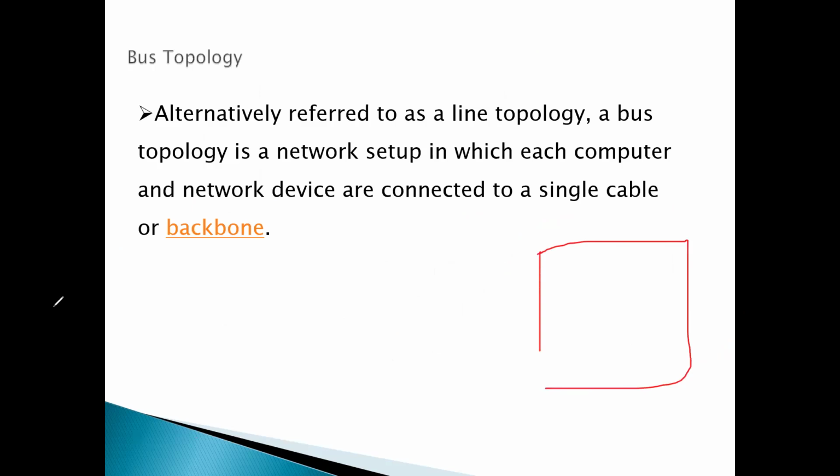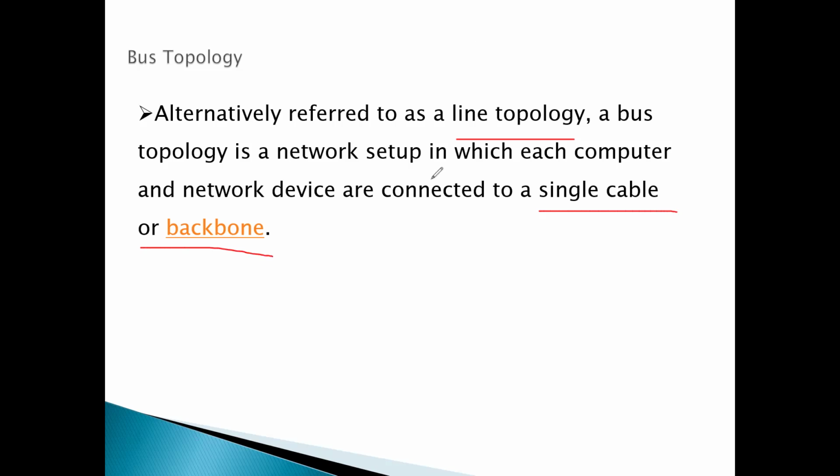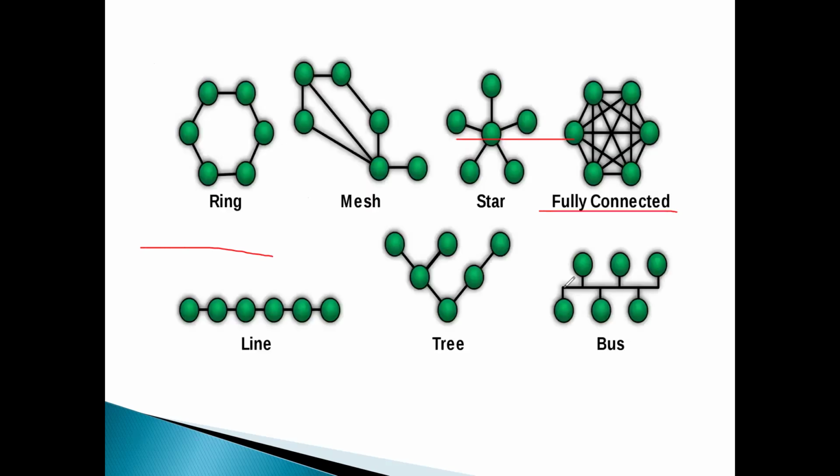In bus topology, basically, there is a single cable, alternatively referred to as a line topology. A bus topology is a network setup in which each computer and network device is connected to a single cable or backbone. See the previous slide. Here you can see there is only a single cable through which all computers are connected with each other. Got the point? Okay.